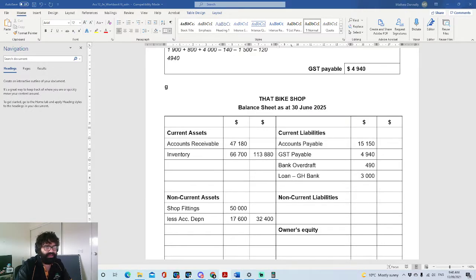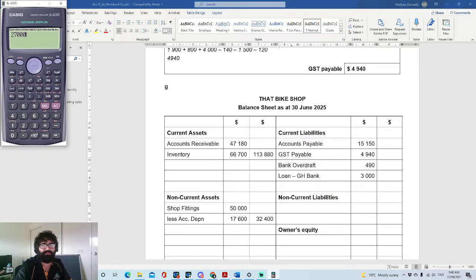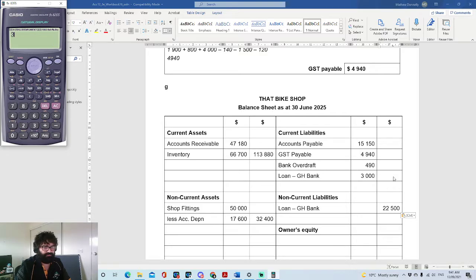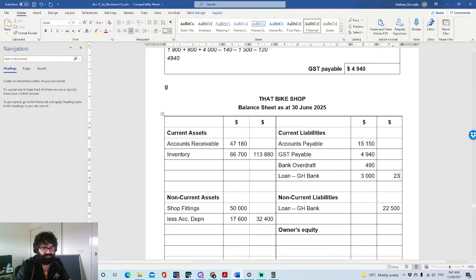So we go 27,000, which was the starting amount, minus 1,500 is 25,500. Now, 3,000 of that is current. So the remainder needs to be non-current, which is 22,500. That's the only non-current liability here. So 3,000 plus 490 plus 4,940 plus 15,150 is 23,580.